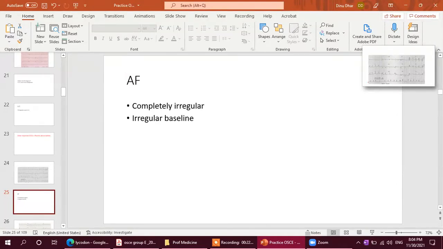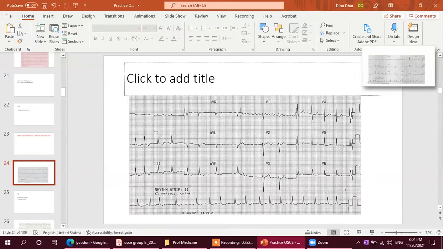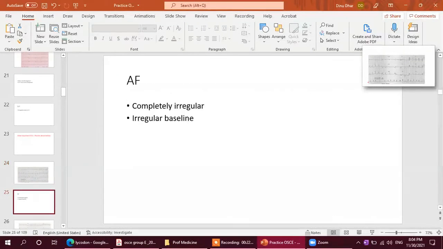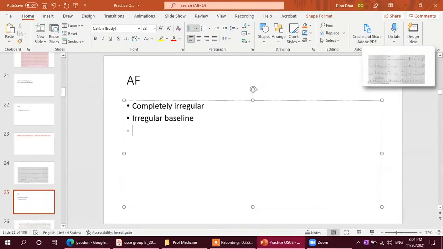If you look at V1, you can see a sawtooth-like thing. Now, you can see this sort of wave in V1, but it doesn't mean the patient has atrial flutter and fibrillation. You can see this abnormality in V1 even in atrial fibrillation. So don't make that mistake. It's a common mistake.